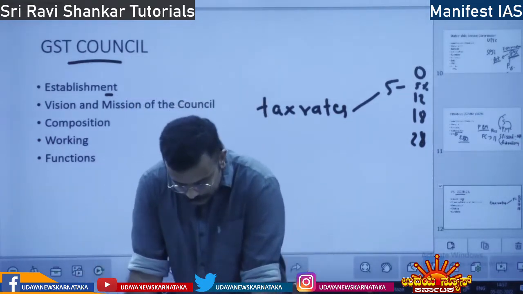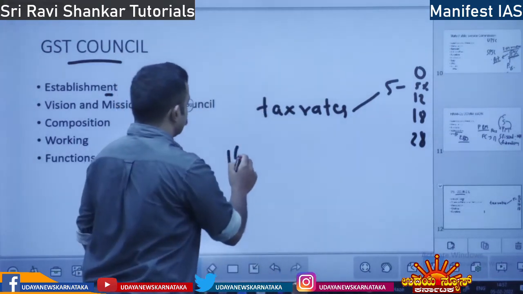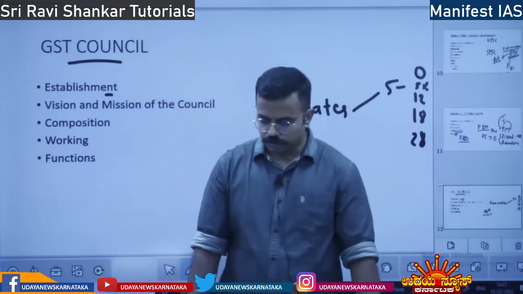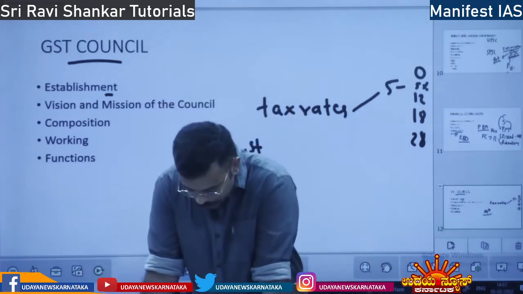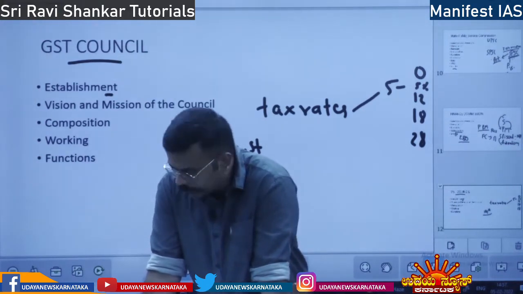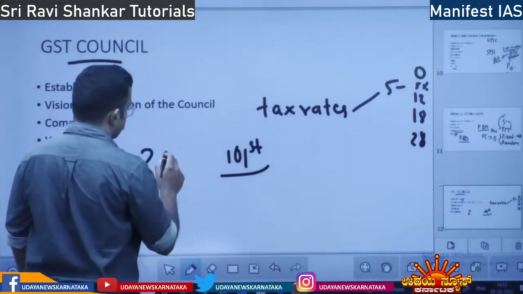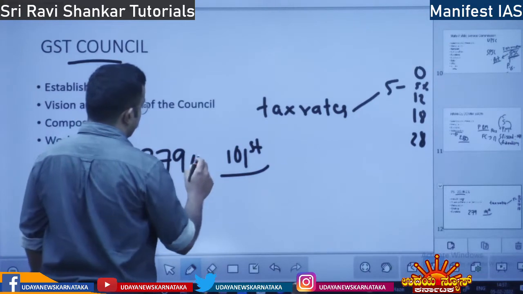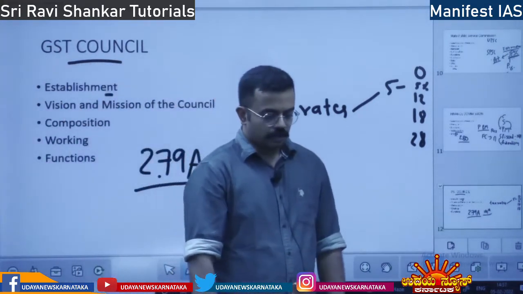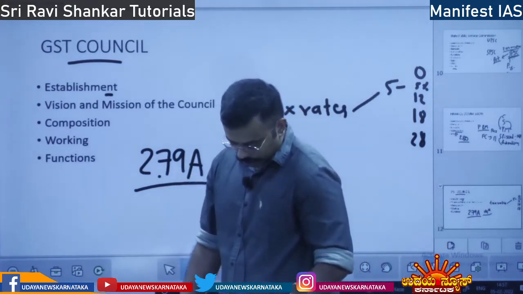This council was established after the 101st Amendment Act. Under which article? A new article was formed. What is the article? 279A. Under 279A, the GST Council was established. Under which article? 279A.